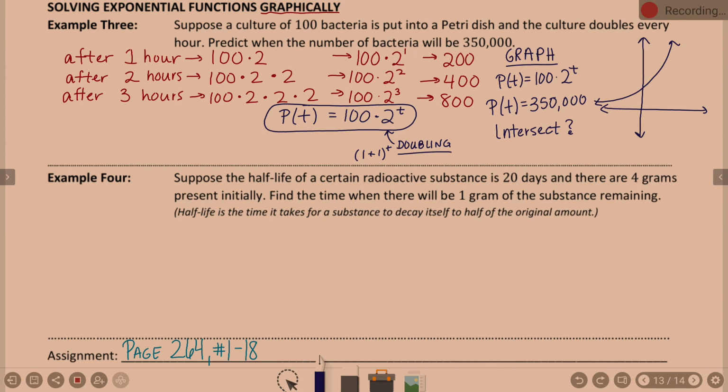What needs to change here on my window? If we want to be able to see 350,000, 350,000 is what kind of value? Is that x or y? It's a y value. Yeah. Okay, so I'm going to go change my y min and y max. Do I need to have my y min way down at -10? No. My y max has to be bigger than 350,000.